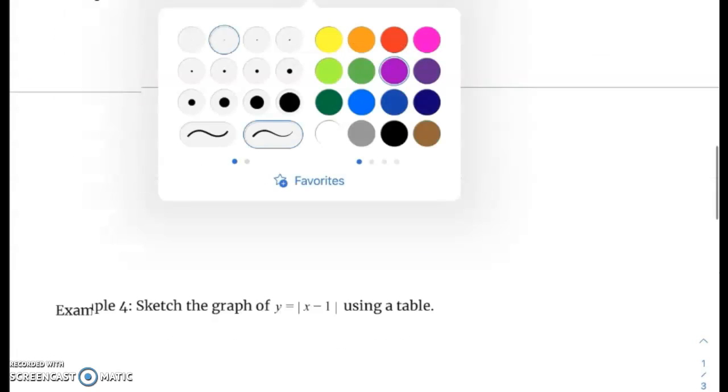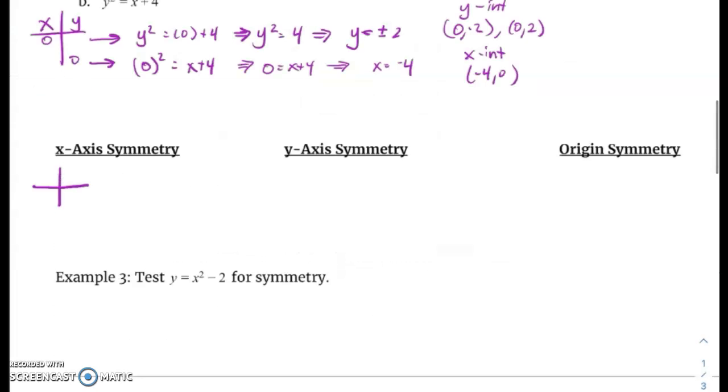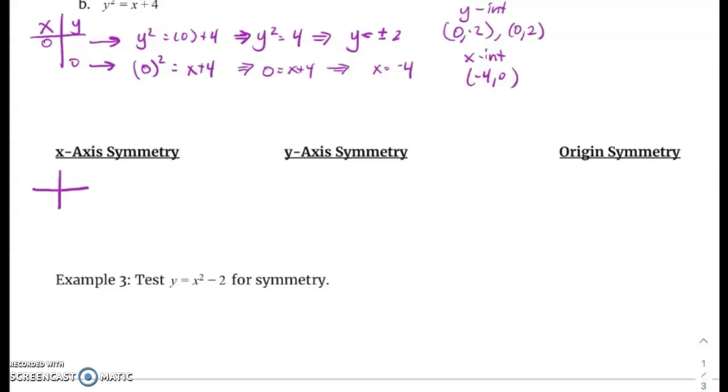Right, now we're going to talk about symmetry. Symmetry in the equation and symmetry in a graph. So if it's x-axis symmetry, then your graph, when you look at it, is going to be some sort of graph, say like this. Oh, that's ugly.